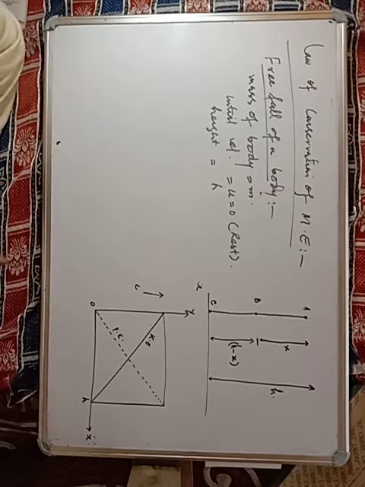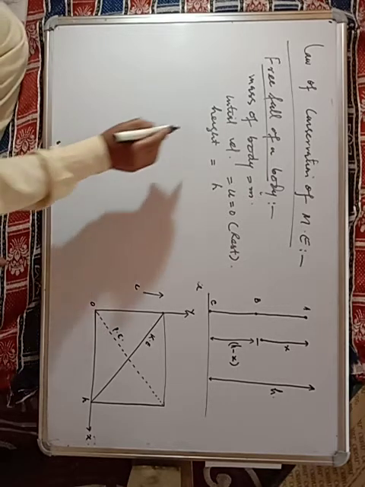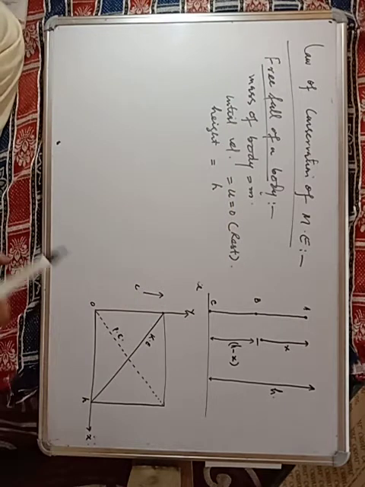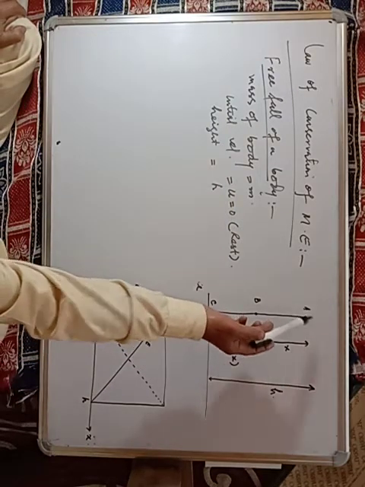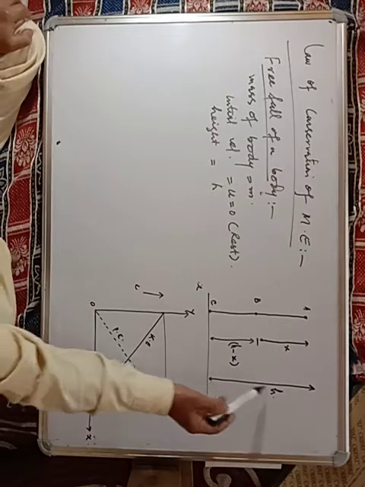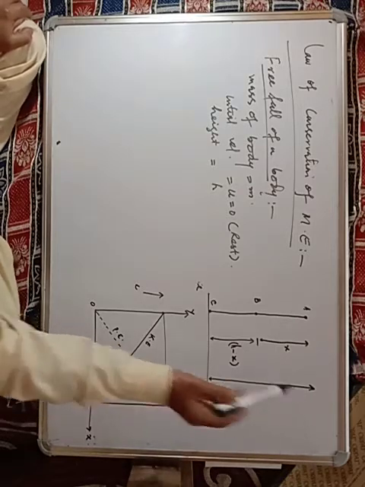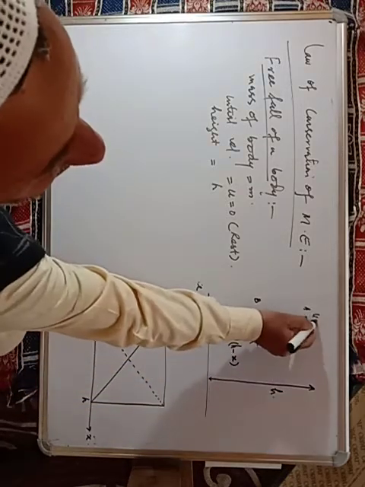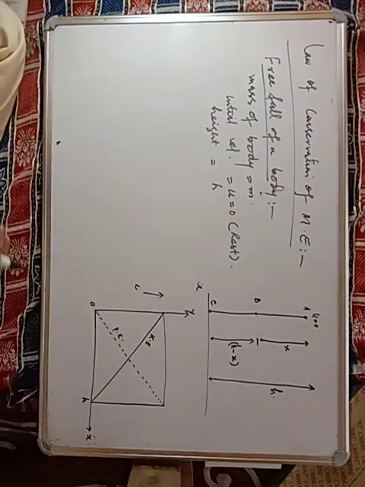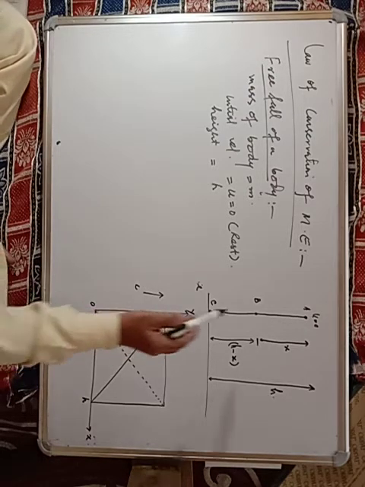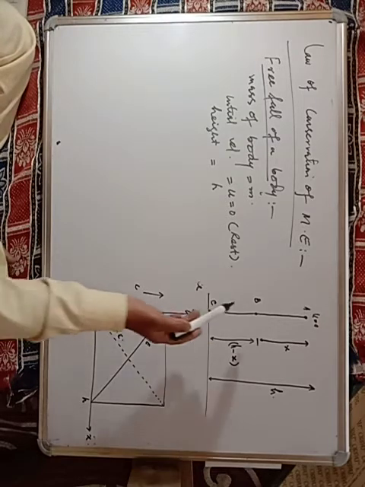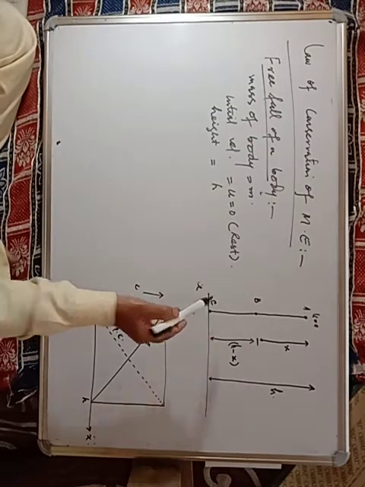So what is the mass of the body? It is m. What is the initial velocity? That is u, which is equal to 0. That means the body is at rest. So it is at a height of h meters from the surface of the earth. So let us consider the body at A, which is at a height of h meters from the surface of the earth. Here the velocity of the body, that is u, is equal to 0. That means the body is at rest, right? So let us consider the three positions. One is initial position A, second position is B, and third position is C.